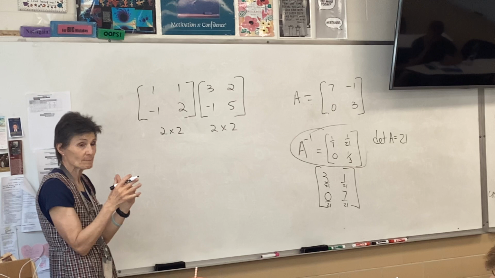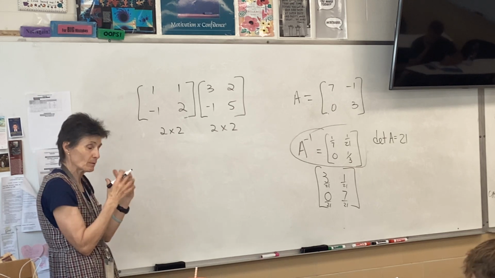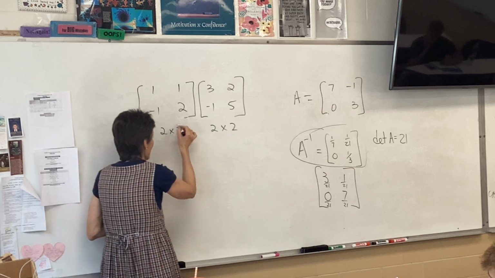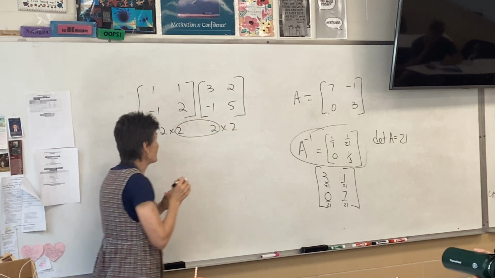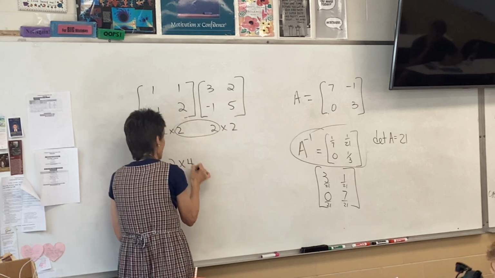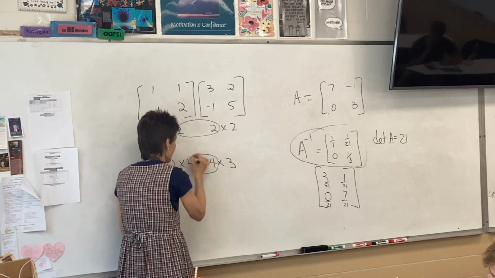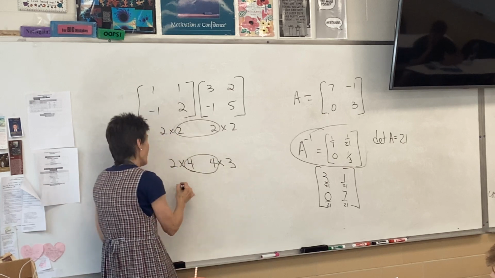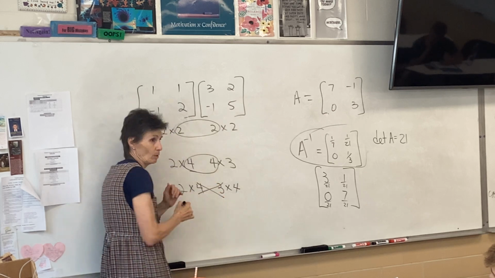Now, they don't have to be the same size to multiply. These two are the same size, they don't have to be. What has to match is these right here. So you can multiply a 2 by 4 and a 4 by 3. Those can be multiplied. A 2 by 4 and a 3 by 4 cannot be multiplied.